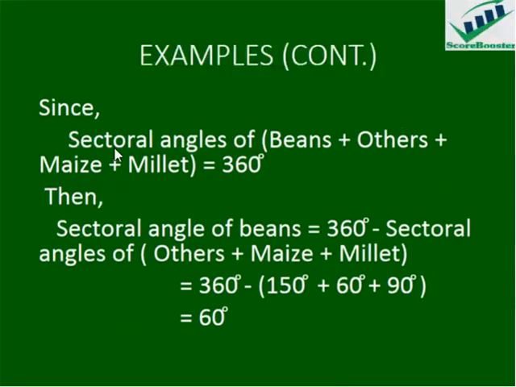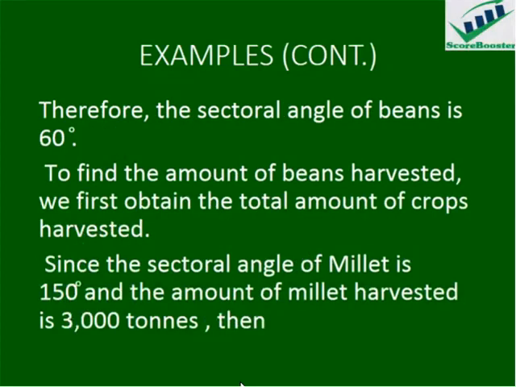So since we know that the sectoral angles of all the crops in a circle equal 360 degrees, which is the total sum of angles in a circle, then the sectoral angle of beans alone will be 360 degrees minus the sectoral angle of the 3 other crops, which is others plus maize plus millet, which is 360 degrees minus (150 degrees plus 60 degrees plus 90 degrees). So this will give 300. 360 minus 300 will give 60 degrees. So the sectoral angle of beans is 60 degrees.